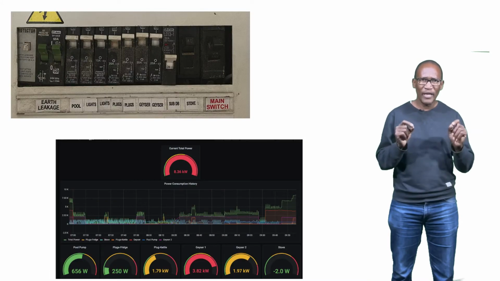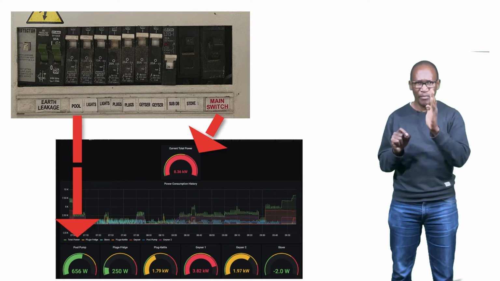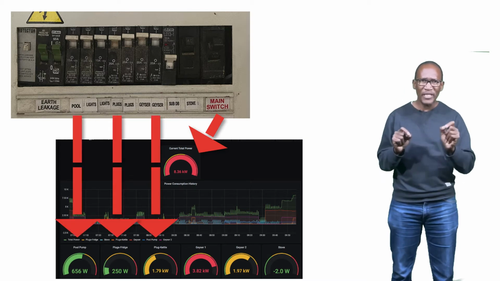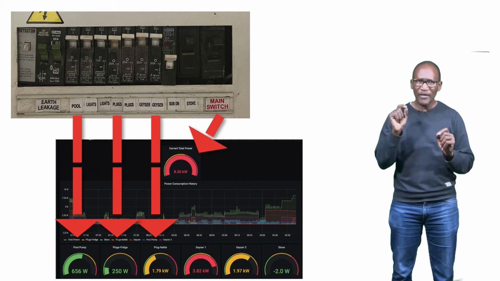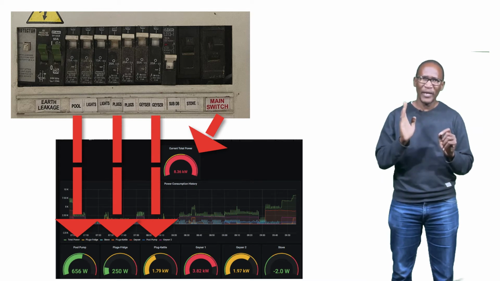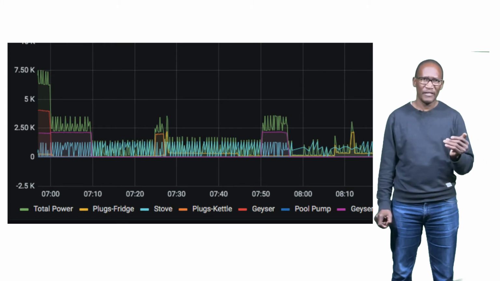Here I've gone ahead and connected smart meters to the main electricity supply and also to each individual circuit, your pool pump, the plugs, the geyser, the stove, to measure and record instantaneous power consumption every 5 seconds and push it to the dashboard. I also push the 5-second power measurements to a database for statistical analysis. Let's review a sample of the results.